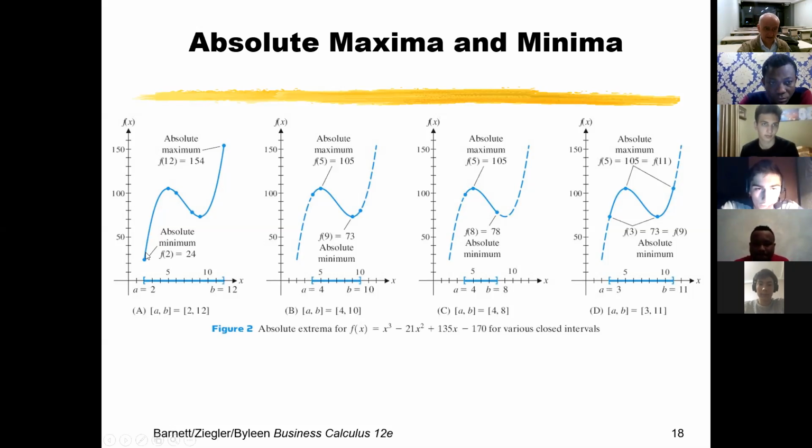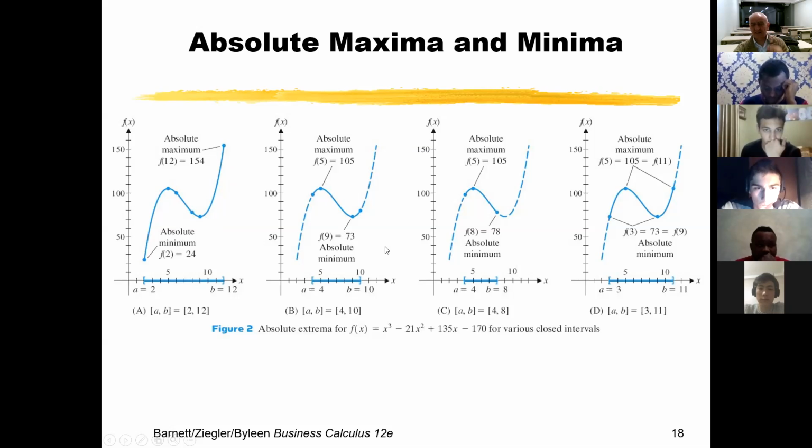So in this case the absolute minimum is 24. What is the absolute maximum? 154. Yes, absolutely, 154. And at which points do we have the absolute minimum and absolute maximum? We have them at the endpoints. Here we have a local maximum, and here a local minimum. But the absolute maximum we have not at the point of local minimum, but at the endpoint.